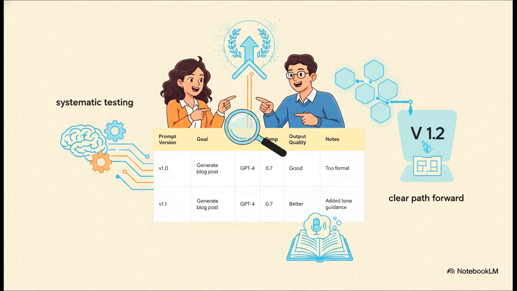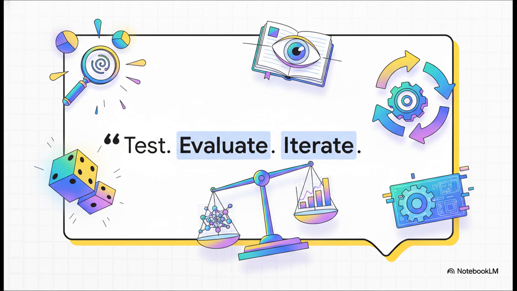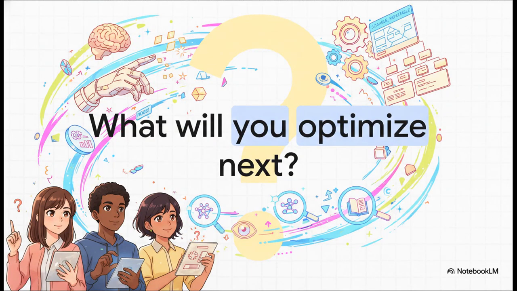So what's the big takeaway from all this? It really boils down to this simple 3-word mantra. Test, evaluate, iterate. That's it. That is the engine of high-performance prompt engineering. This is how you win. Look, this system isn't just about getting slightly better results. It's about you taking control. It's about turning the mystery of AI into a craft that you can master. It's a scalable, repeatable process for getting exactly what you want every single time. So really, the only question left is, what will you optimize next?